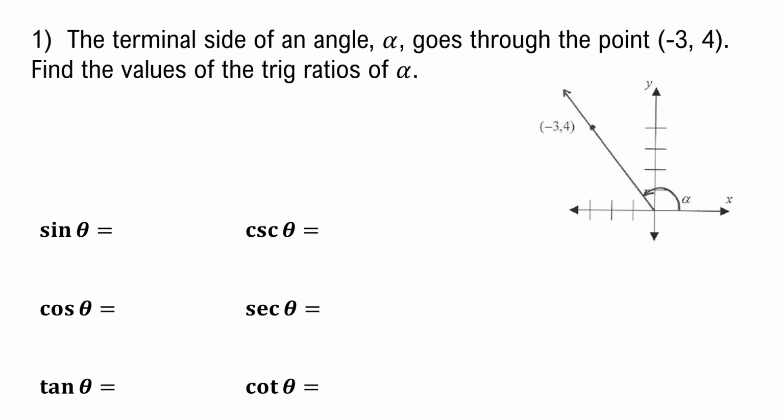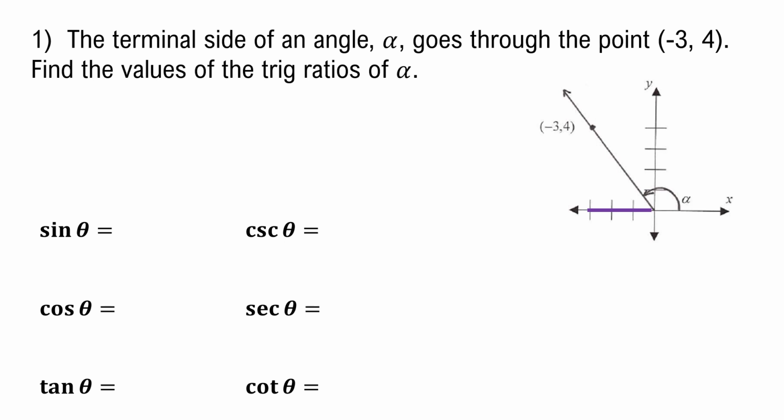All right, let's practice some. Here's our first example. The terminal side of an angle alpha goes through the point -3, 4. Find the values of the trig ratios of alpha. Remember, alpha is just another angle. It's just like x, or it's like theta, okay? Just another way to do it.